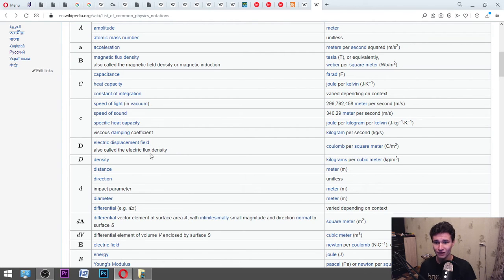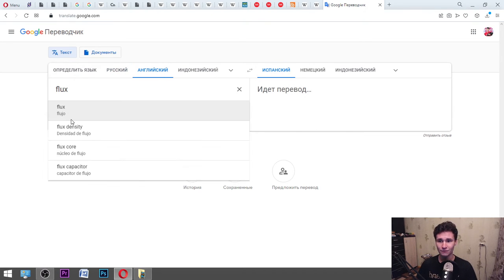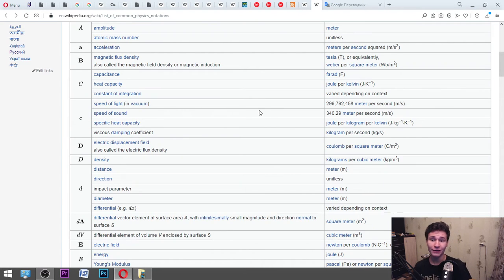And what is flux? Let's find out how to pronounce it correctly, because I already said it two times and I need to know. Let's find out. Flux. Okay, we said it correctly.